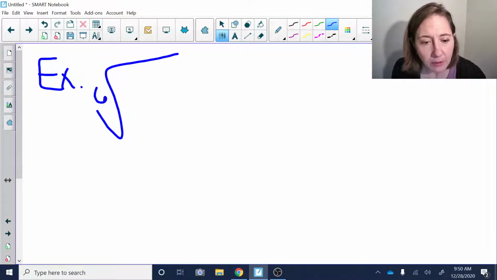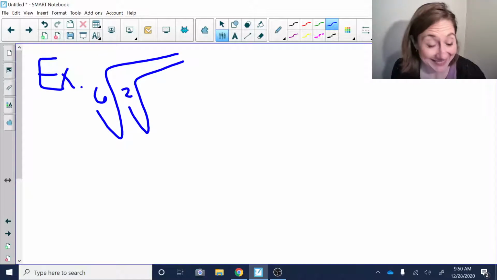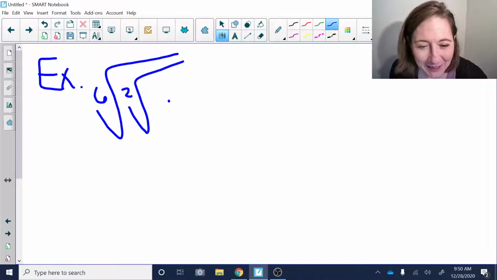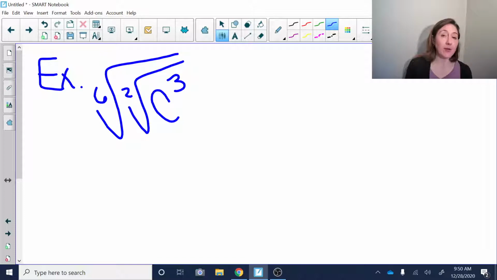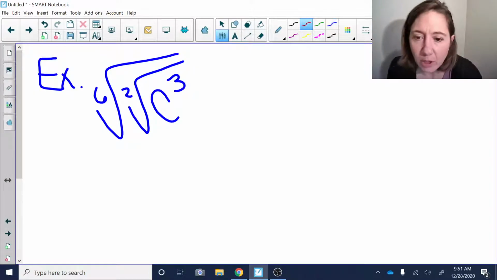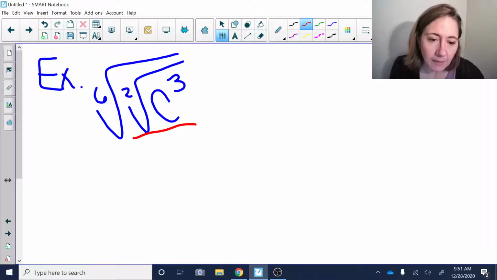The 6th root of the square root of c cubed. Whoa, this looks complicated, doesn't it? So don't freak out. We can do this. We're going to convert things to rational exponents. So this is a radical over a radical. So you know how when you have multiple sets of parentheses, you start with the inside set? Well, we're going to use that idea here. So I'm going to focus you on this inside part here.